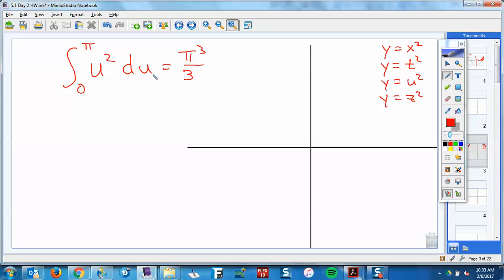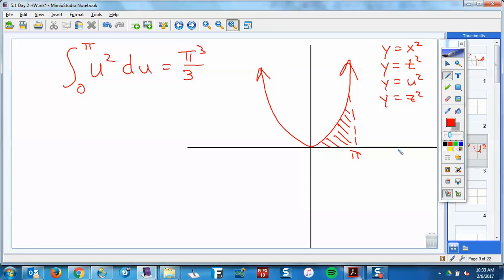And so the variable in here doesn't matter. If you want, they could have written that the integral of x squared dx equals pi cubed over 3. All this means is you've got the function y equals u squared or x squared or whatever, and if you want the area from 0 to pi, which we have no idea what that area is because it's not a geometric shape, they told it to us. They said it's pi cubed over 3.